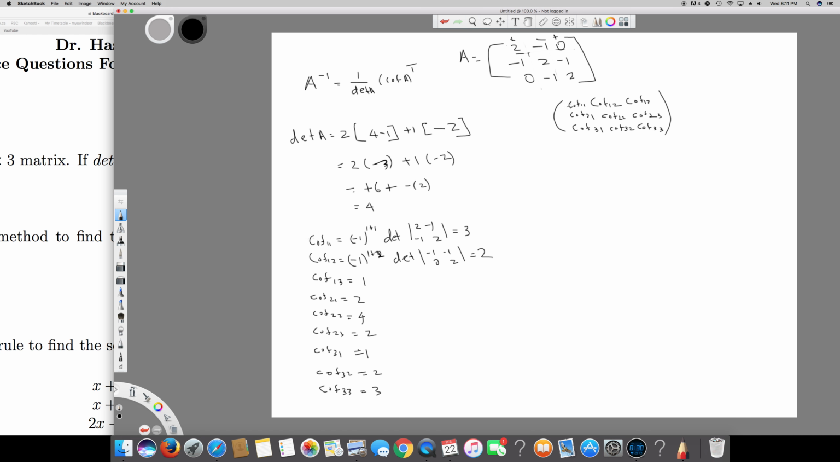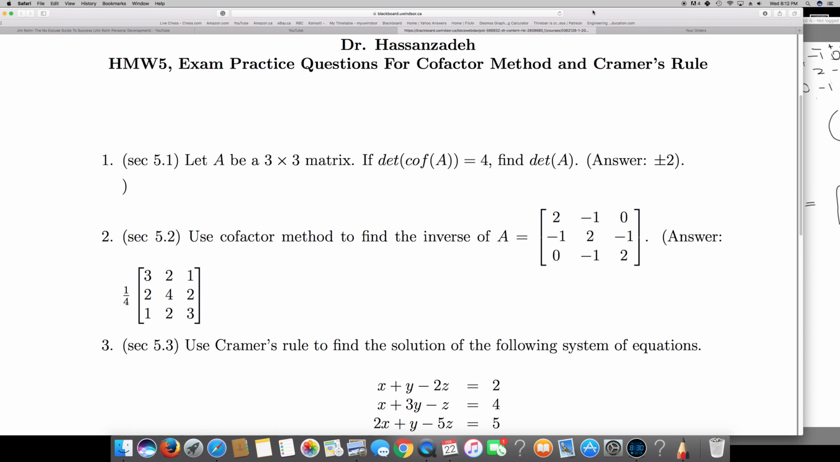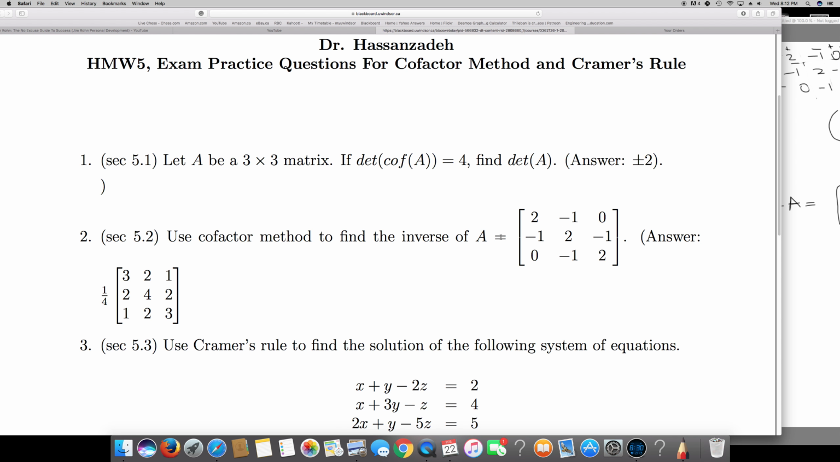Now I have to arrange this in this format. So 1 1 is here, 1 2 is here, 1 3 is here, and 2 4 2, 1 2 3. I have finally found the cofactor of A. But the question is asking to find A inverse. This is the question: use the cofactor method to find A inverse of this one. The answer is given, 1 over 4, this value.